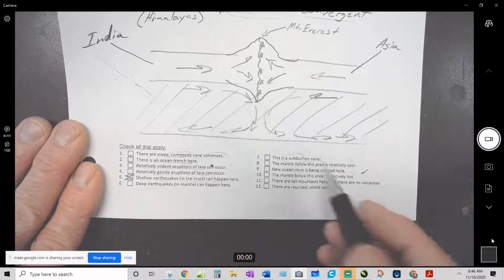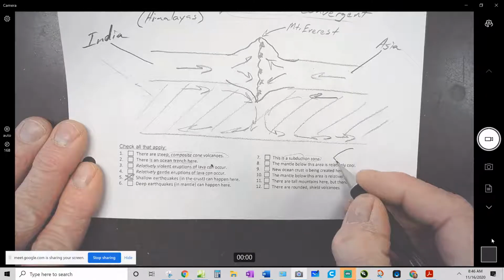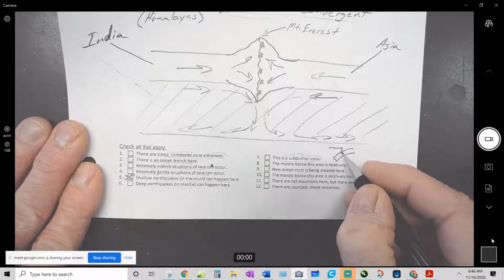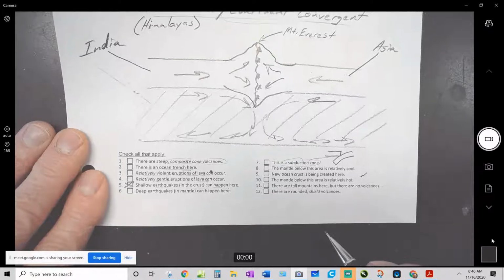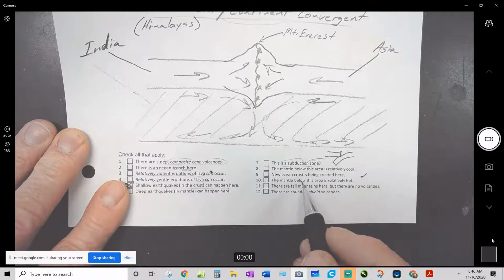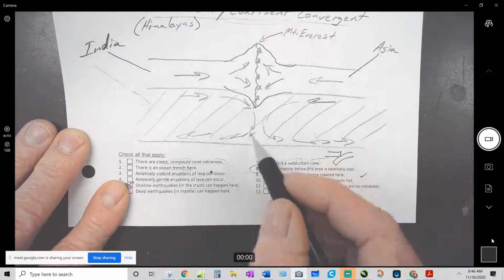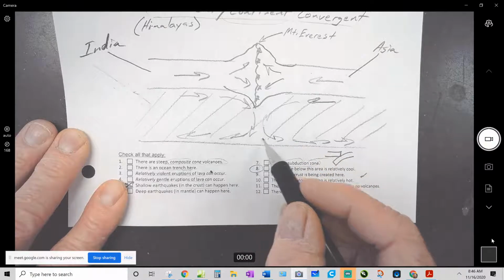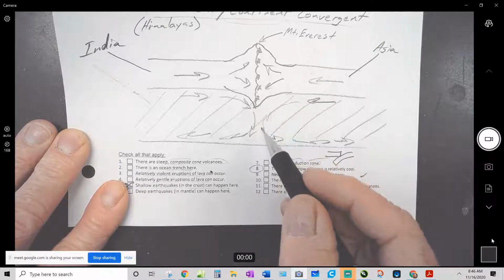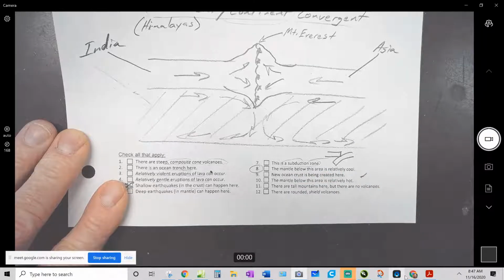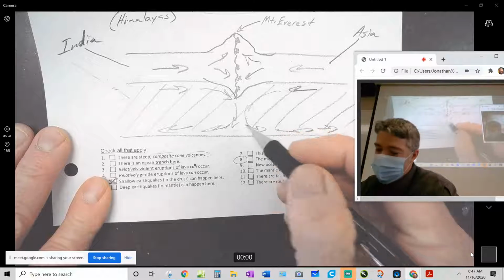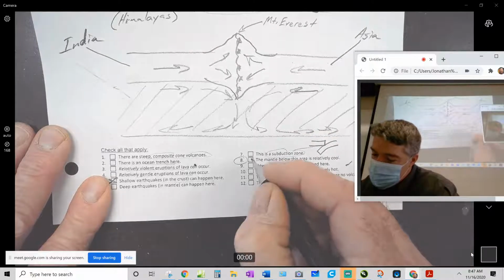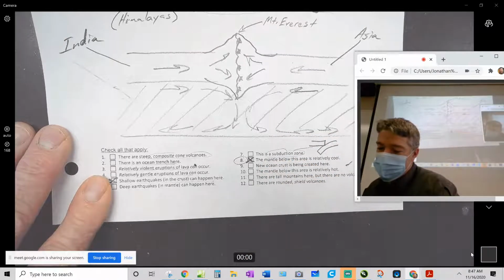It's not a subduction zone. Again, a subduction zone is when one plate goes beneath the other. That's what a subduction zone is. This one we can do. Is the mantle beneath here relatively cool? Yes, and the way we know is because the current is sinking here. So if it's a sinking current, then the mantle is relatively cool.